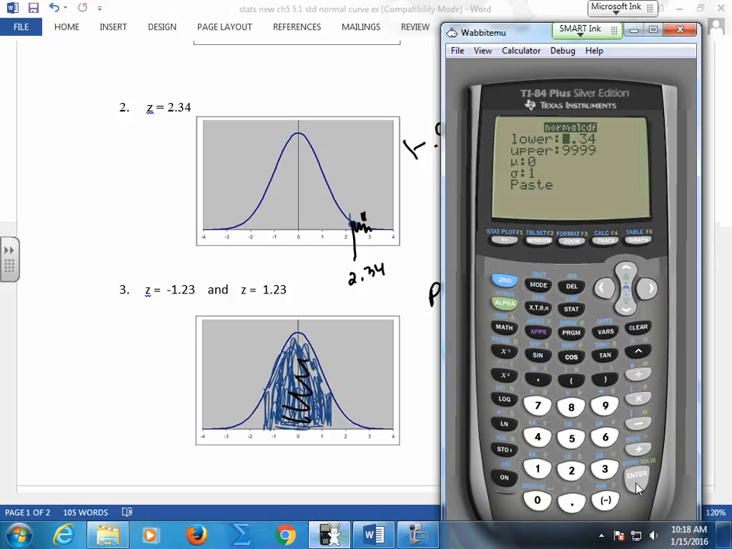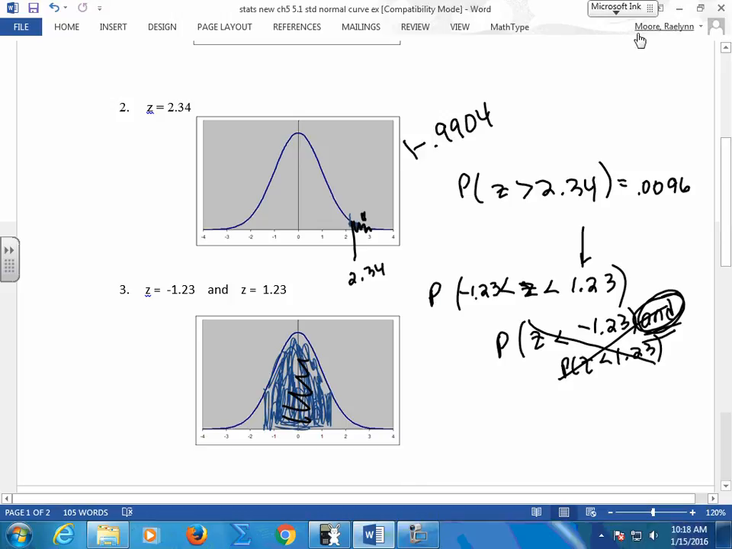So I'm negative 1.23. This is the one time I always use it for this guy. And I'm going to paste. Okay, so 0.7813. Is that what you guys got?